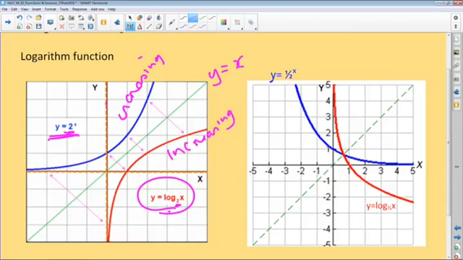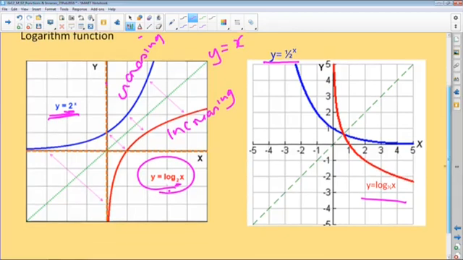Then you see on the other side you have a decreasing exponential function, y is equal to a half to the x, and that graph is decreasing. And then the inverse of that is y is equal to log x base a half, and that would be your decreasing log function.